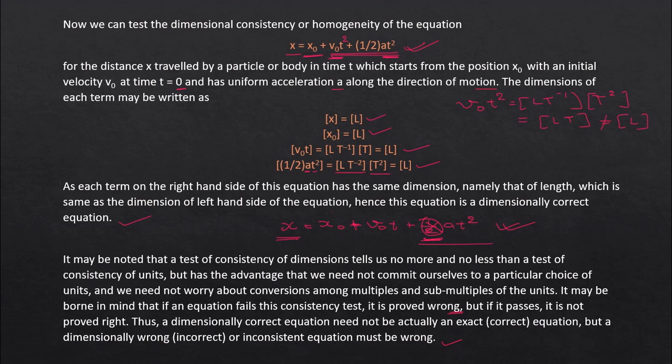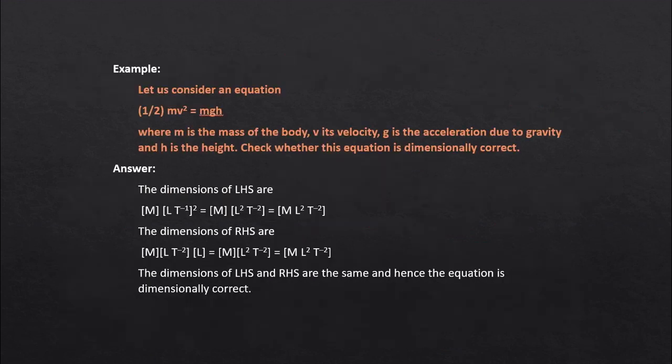Fine. So let's see an example. Let us consider the equation half m v square, which is the kinetic energy, equals m g h, which is the potential energy. m is the mass of the body, v is the velocity, g is the acceleration due to gravity, and h is the height. Now the question is, check whether this equation is dimensionally correct or not. What is the dimension of the left hand side? What is the dimension of m? It's M.